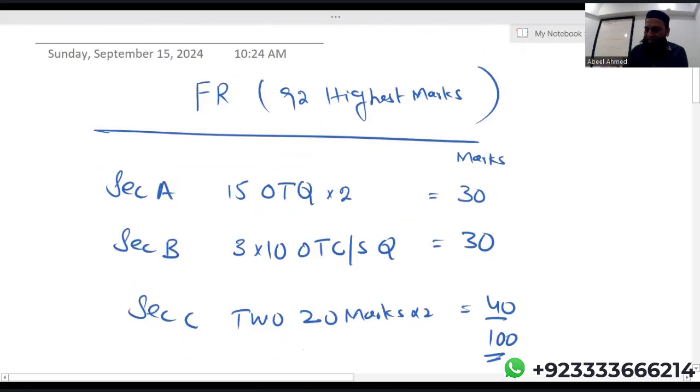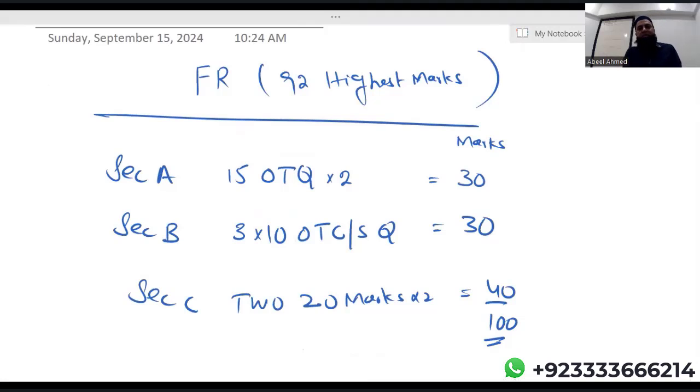In today's orientation, obviously we'll be discussing the paper format. Second, we are going to discuss the syllabus of FR, what it has. And the most important point, how we are going to teach. But before the discussion of each and everything, I myself, Abil Ahmed, your FR teacher, as well as principal and CEO of Abil School of Accountancy, ASA.